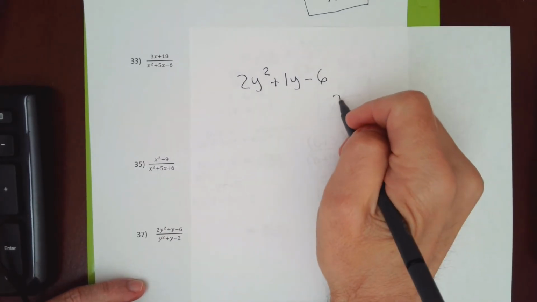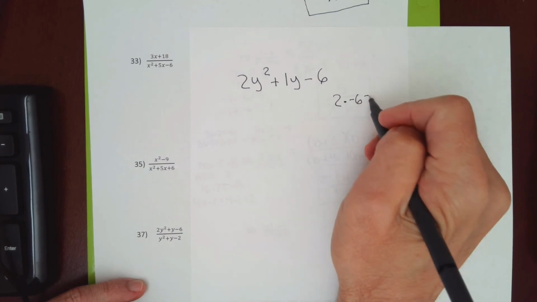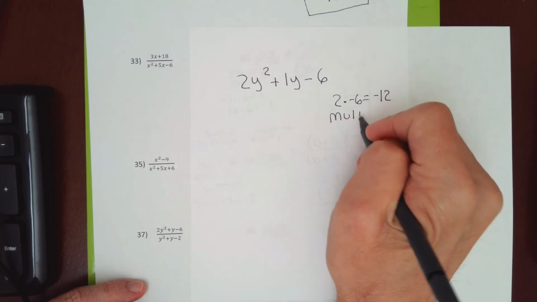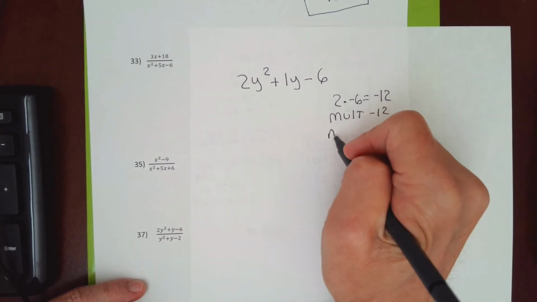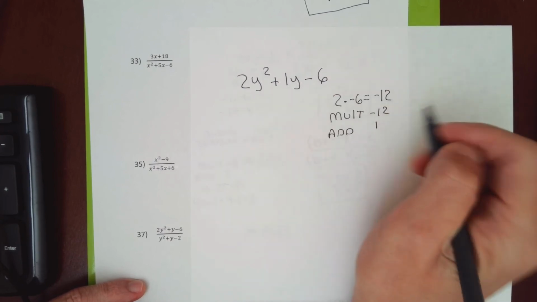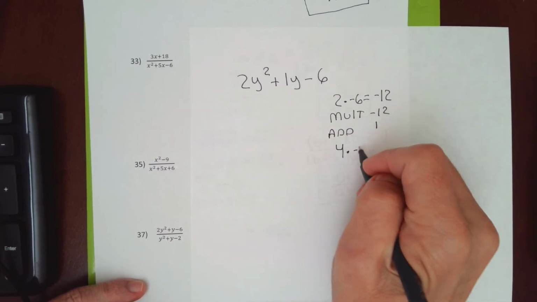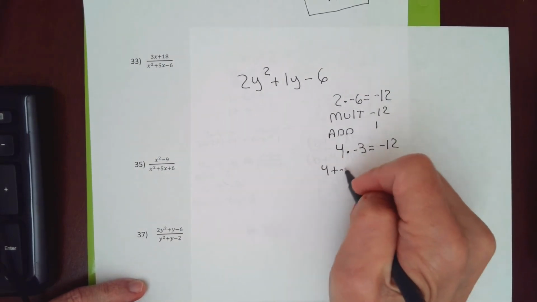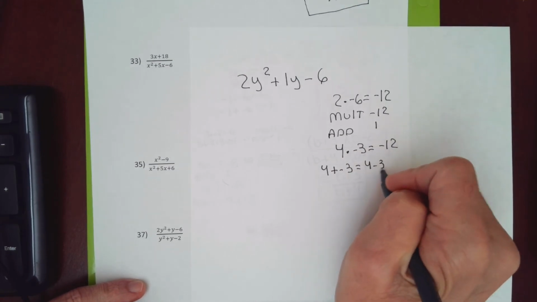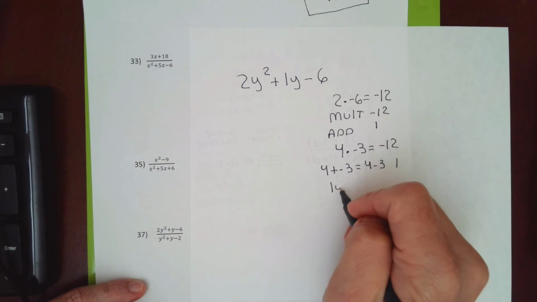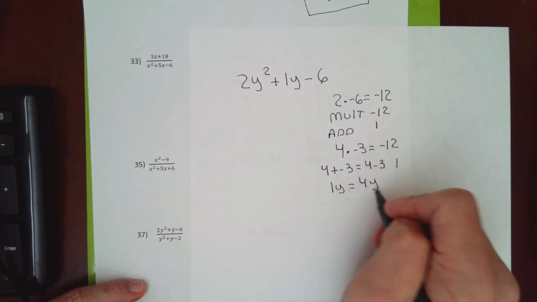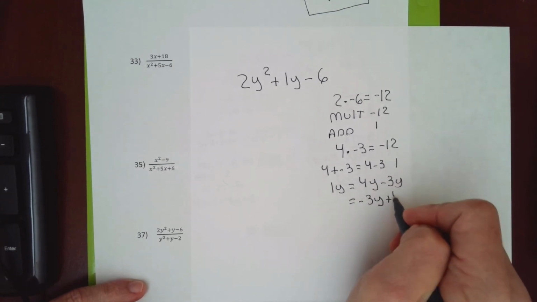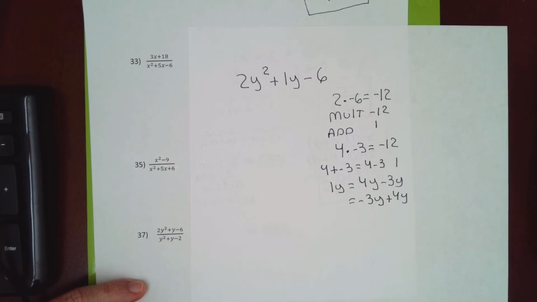But I'm going to do it, and I'm going to start off by multiplying the 2 and the negative 6 and getting negative 12. I'm going to search for numbers that multiply to negative 12 and that add, but really subtract, to this 1. The numbers are going to be 4 and negative 3, because 4 times negative 3 is negative 12. 4 plus negative 3 is the same as 4 minus 3, which is the 1. So the 1y, I can write as 4y minus 3y when I group, or I can write it as negative 3y plus 4y, and I prefer, if I have a positive and a negative, to write the positive second.